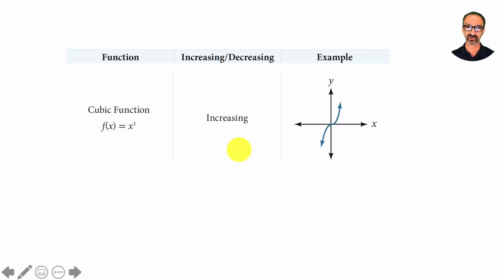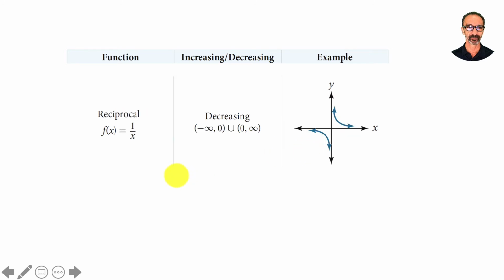The cubic function is increasing all the way. The reciprocal function 1 over x is decreasing, also decreasing on its domain, and that's why it's written this way. The 0 is not included. Okay?